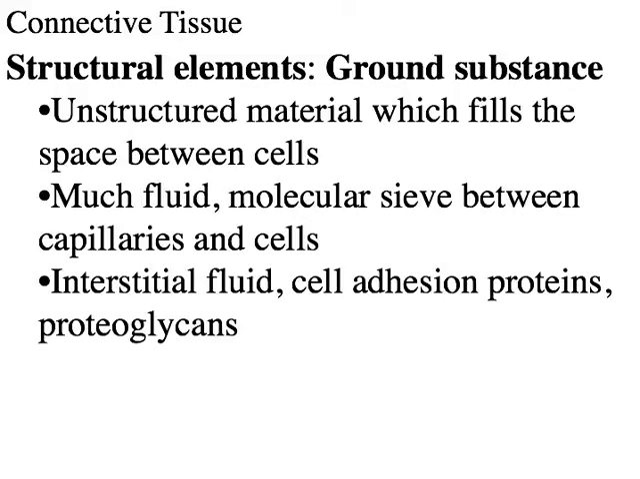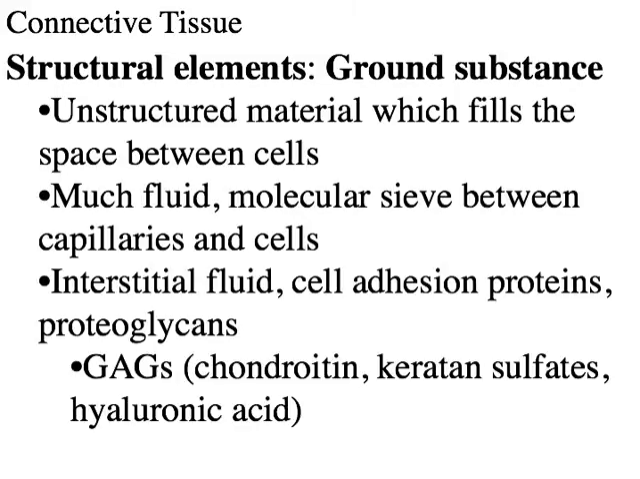So examples of ground substance, some of which you may have heard of, are interstitial fluid, cell adhesion proteins, proteoglycans. There are these structures called GAGs, which includes some things you may have heard of before, chondroitin, keratin sulfates, hyaluronic acid. If you've ever heard of a jogger taking glucosamine chondroitin, the idea is that they're trying to increase the levels of ground substance inside of the movable joints of the body. It is theorized that this would increase the molecular sieve, the ability to feed the nutrients into those tissues properly.